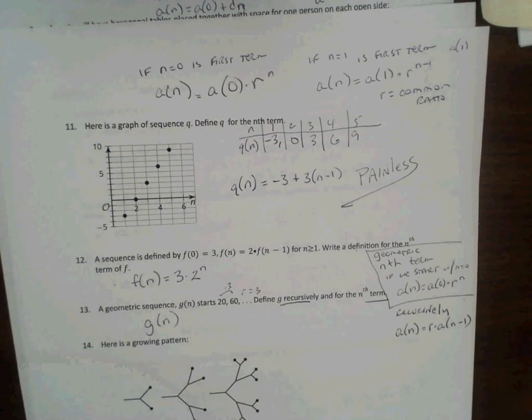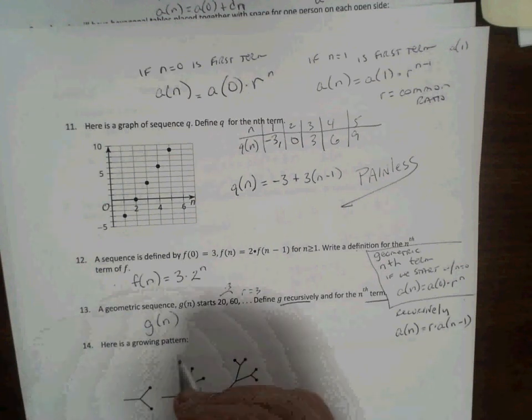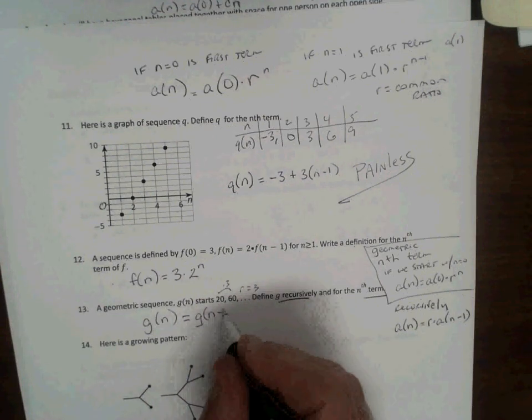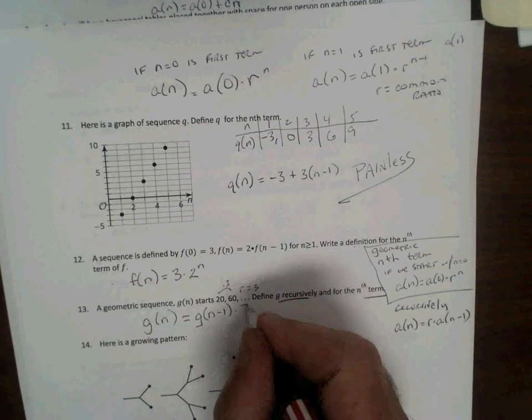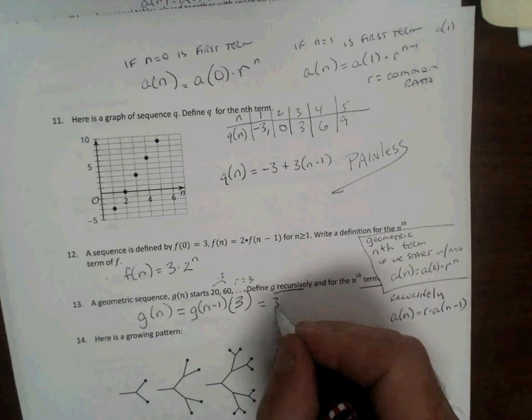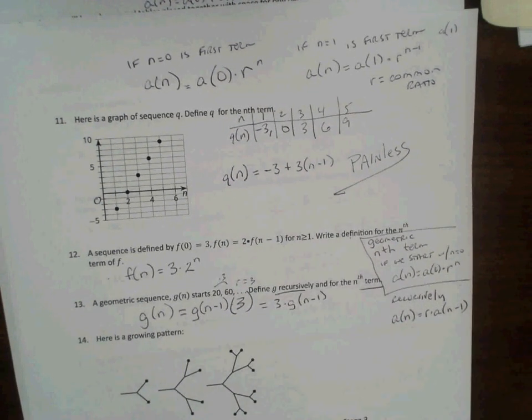So what is this sequence g of n going to look like recursively? Go ahead, Houston. Would it be g of n equals g of n minus 1 times 3? Or you could say 3 times g of n minus 1, right? Either way, that's fine. You just multiply the previous term by 3 every time. That's a 7-minute video. I'm going to stop it there, and we're going to do 14 and 15 on the next videos.